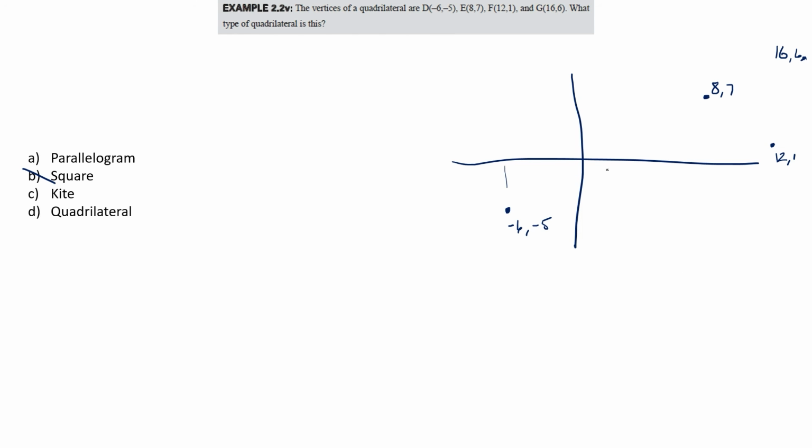So let's find the slopes of this line and this one. Because if those are parallel, then we need to check the other ones to see if it's a parallelogram. But if they're not, then we already know it isn't. So it can't be a parallelogram, because that needs two sets of parallel sides. And if trapezoid was an option here, then we would need to check the other ones as well, but it's not, so we don't. So 8, 7 to 16, 6.